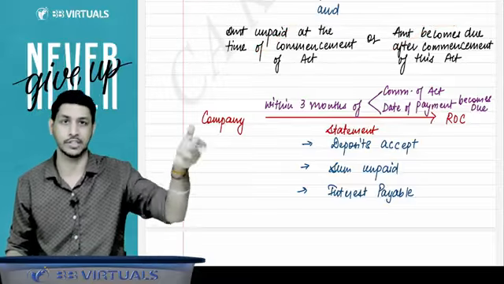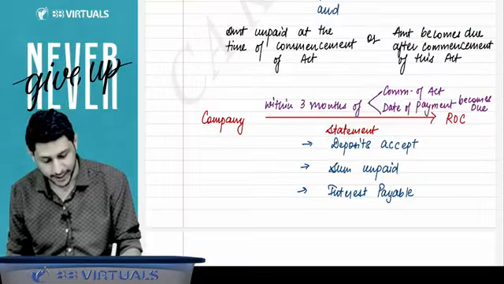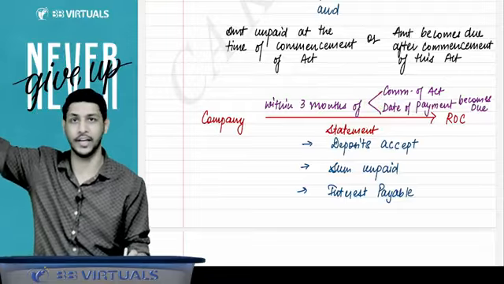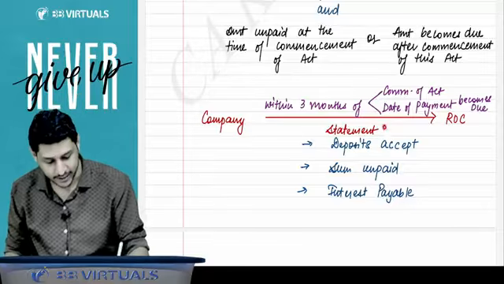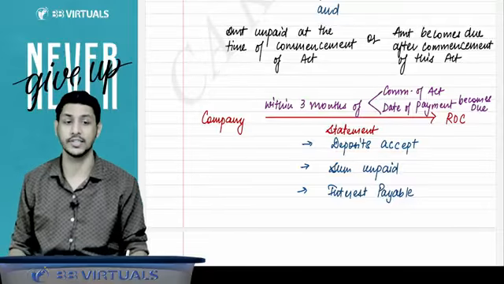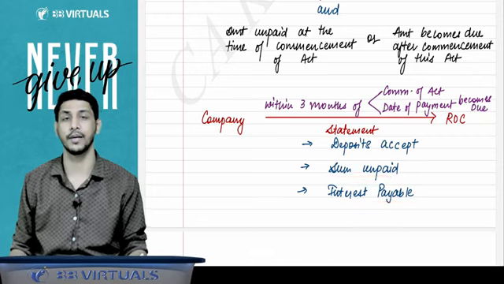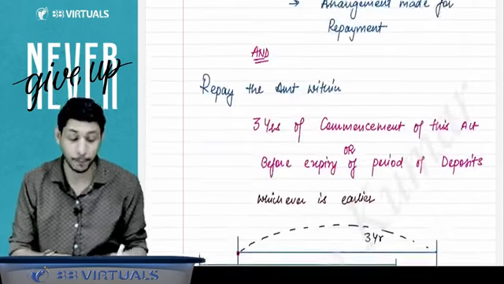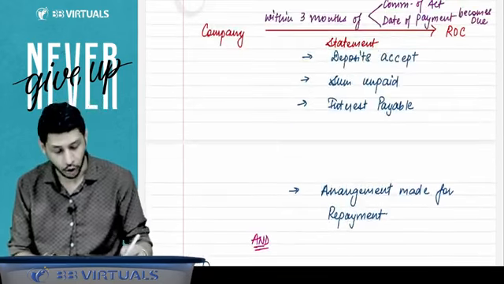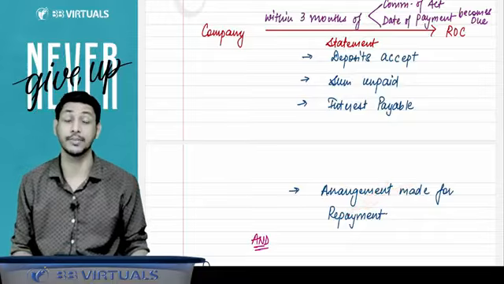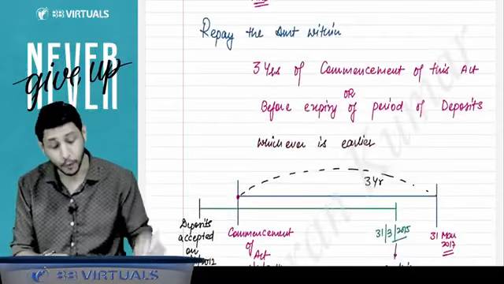Whichever case you are falling in, you have to file a statement within 3 months. In the statement, you have to write the amount of deposits accepted, sum unpaid and interest payable. And the second thing is that you have to pay that amount. Also you have to tell in that statement whatever arrangements you have made for the repayment.